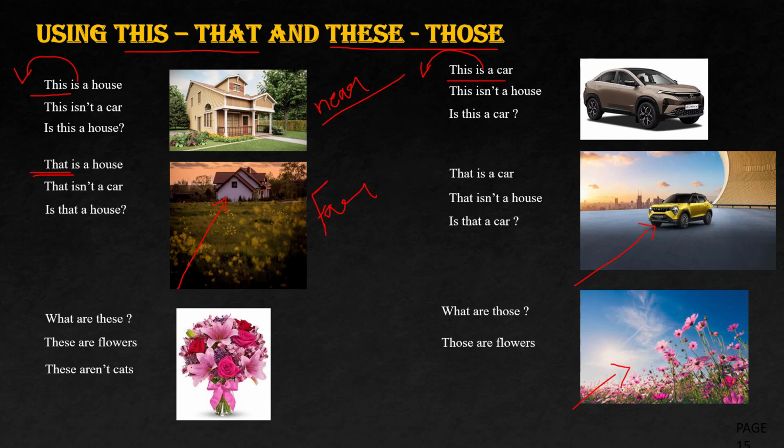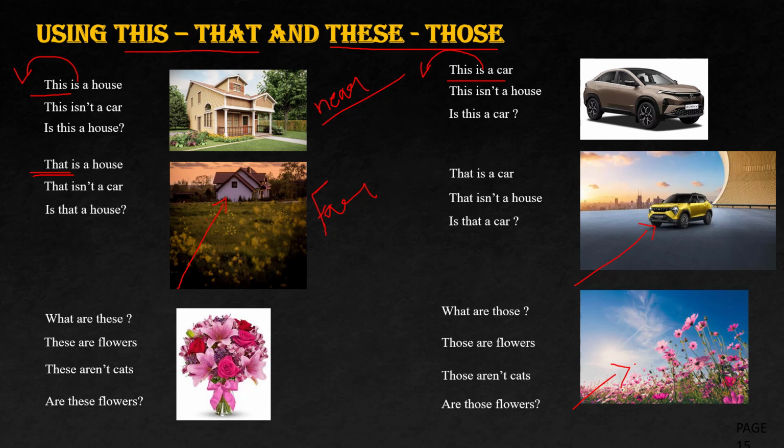Here, these aren't cats, correct? Those aren't cats. I'm just trying to form sentences, just an example here. Okay. Now, are these flowers? Here it should be, are those flowers? Right? Are those flowers? Okay.